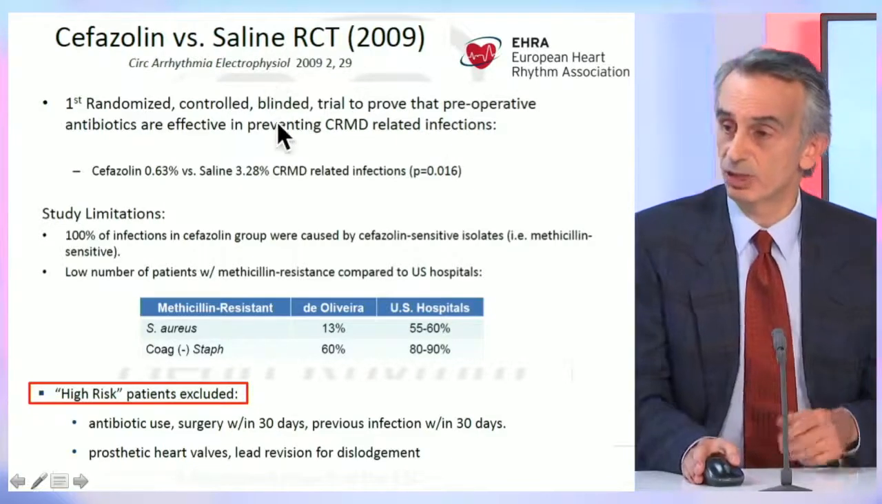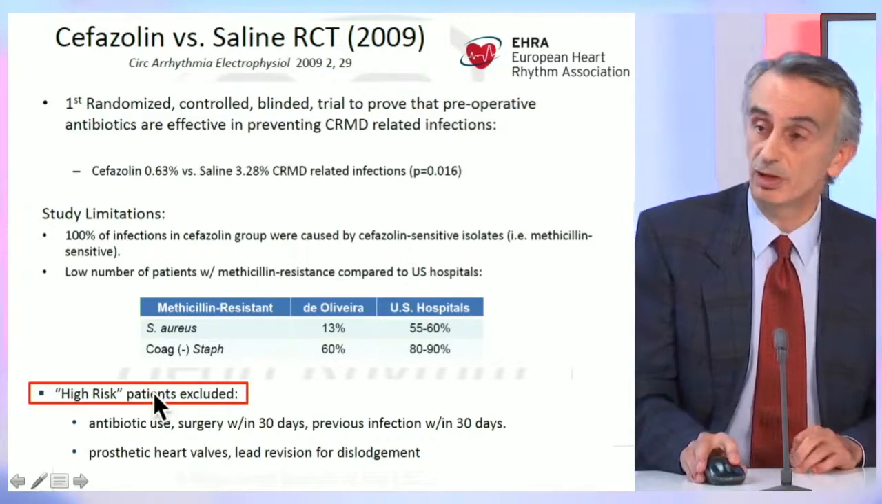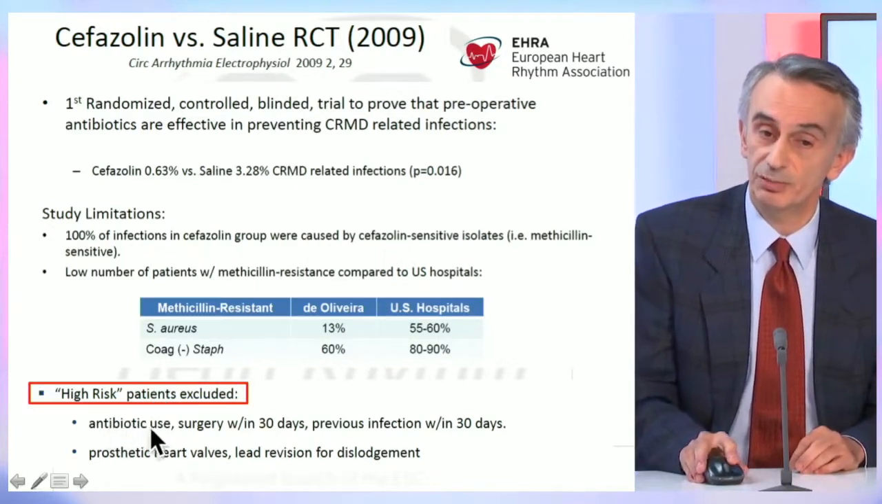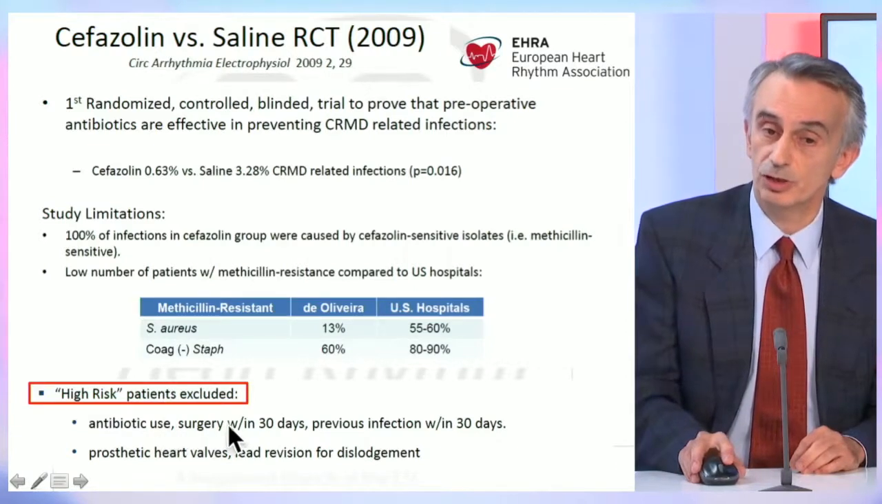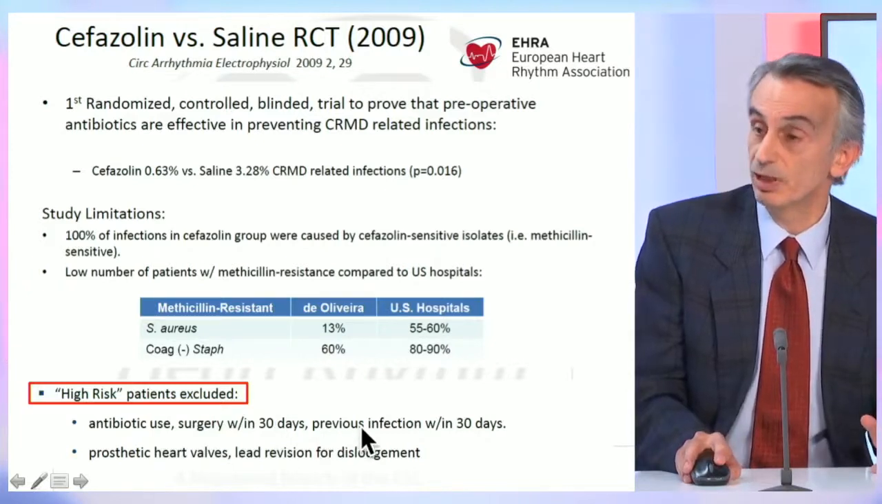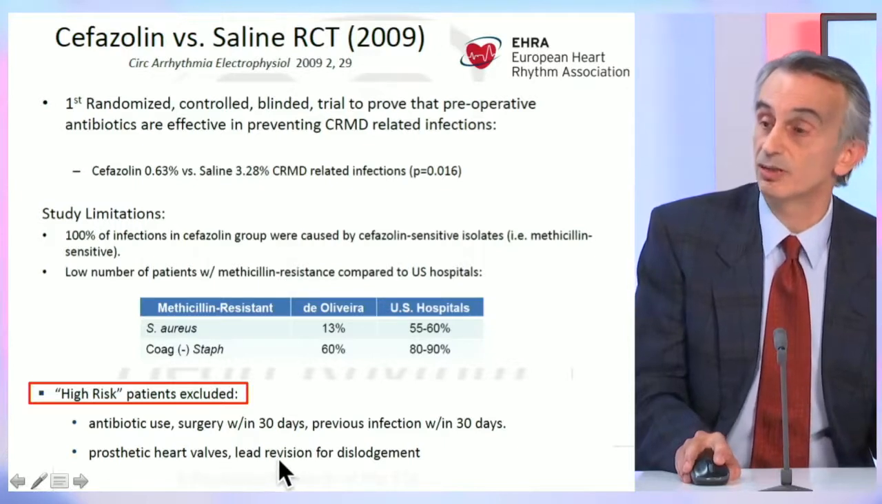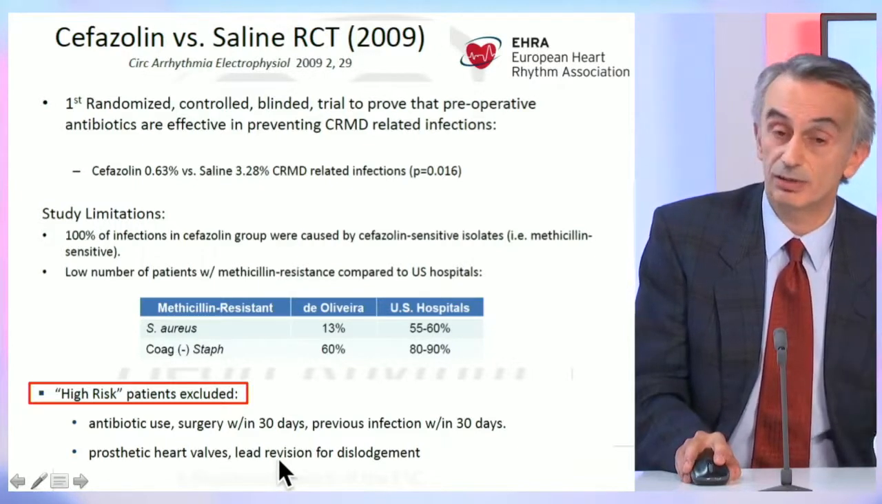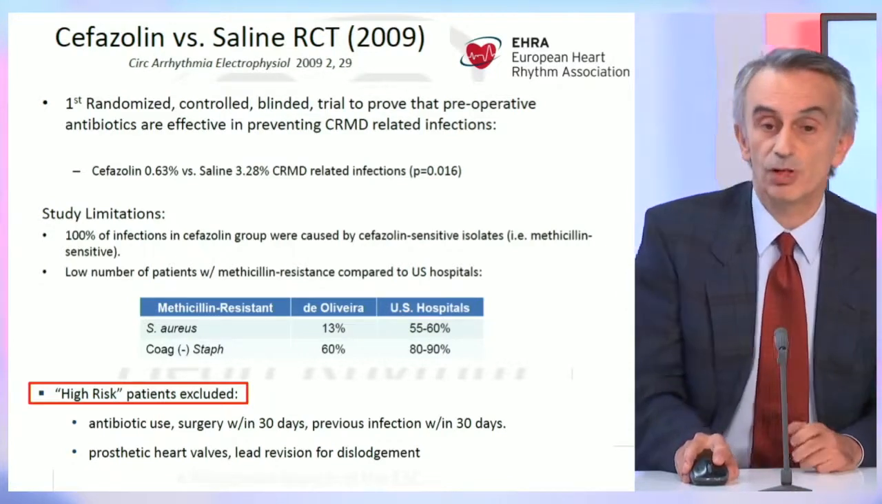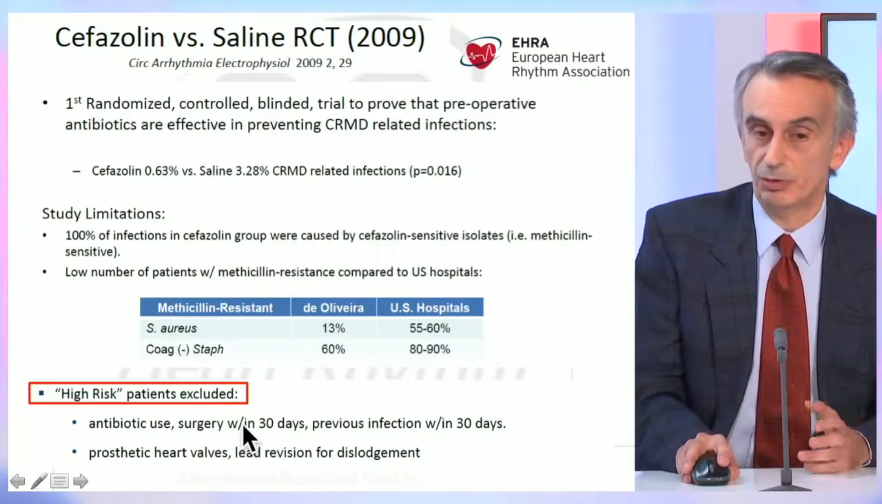I would say that cefazolin probably plays a little role here, because what we have is a randomized study that sets the ground for a first implant. But in this study, the high-risk patients were excluded. No patient who already had antibiotic treatment, no surgery in the previous month, no patient who had had an infection, no patient with prosthetic heart valves, or replacement, or lead revision for dislodgement, or other lead revision or pocket revision. So in these settings we have no data to corroborate our choice, and we would think something else.